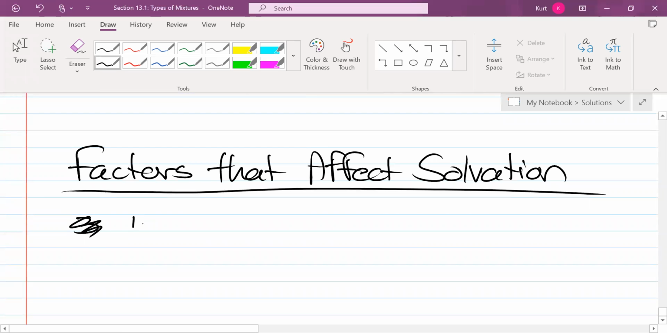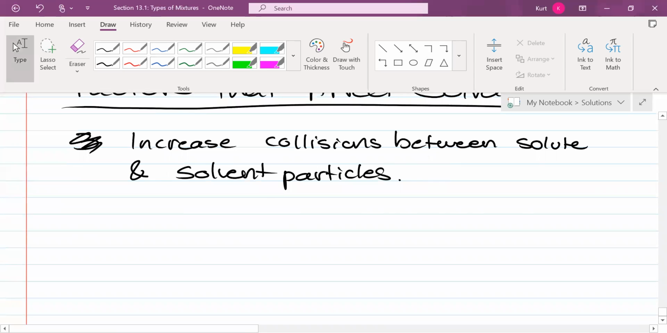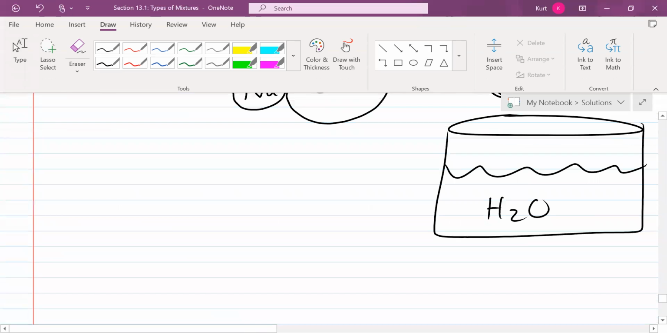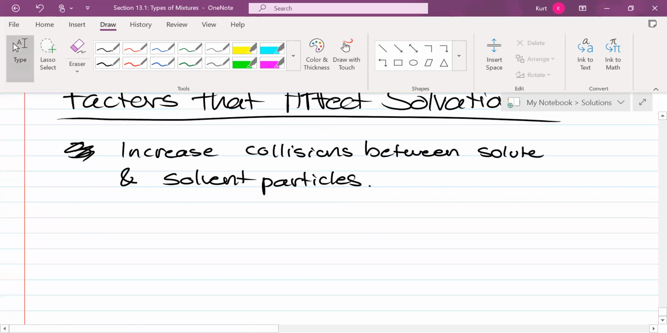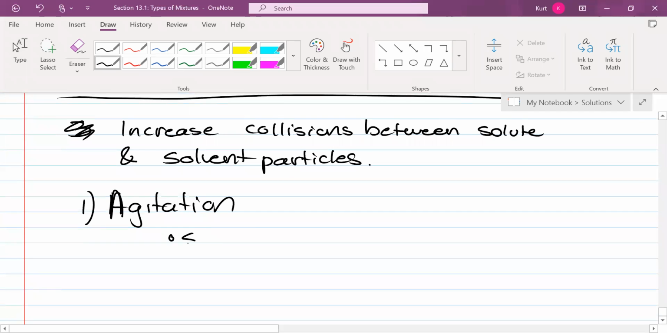What you want to do is increase collisions between solute and solvent particles. So one of the ways that you can actually do this is stirring. One method to increase those collisions is known as agitation. You shake it, you stir it, you mix it. So we have stirring and shaking.